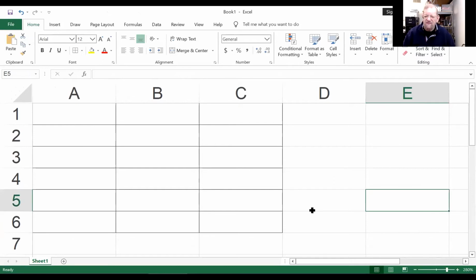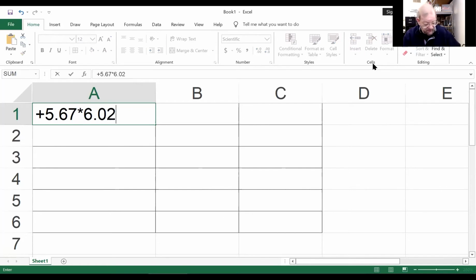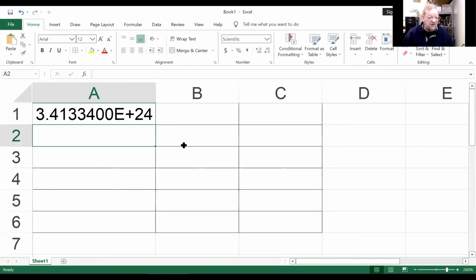I see a question first. Somebody beat me to it already, but let's do it. Let me give myself some room here. Plus 5.67 times Avogadro's number. And when I do it on a spreadsheet, E23 is 10 to the 23rd. I get this number. Oh, look at that.